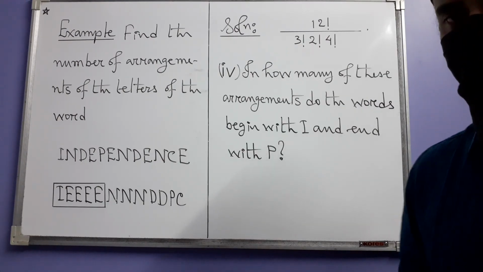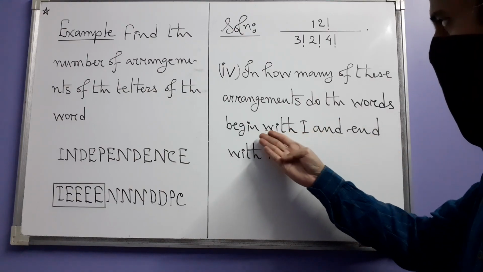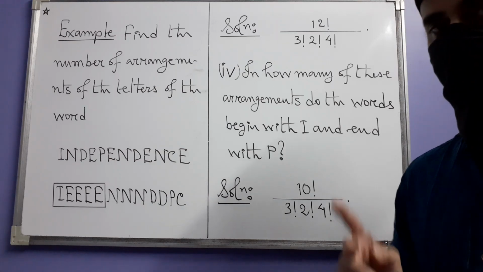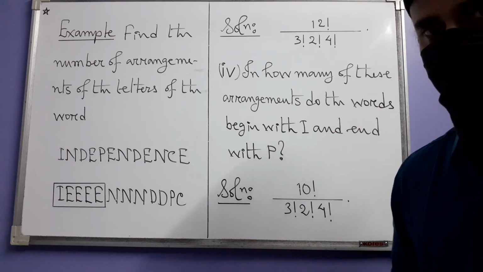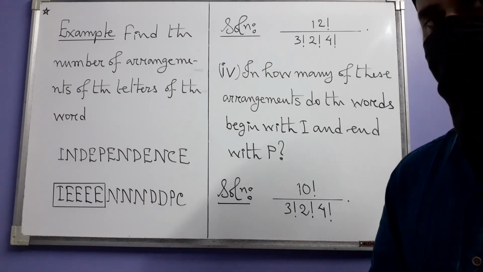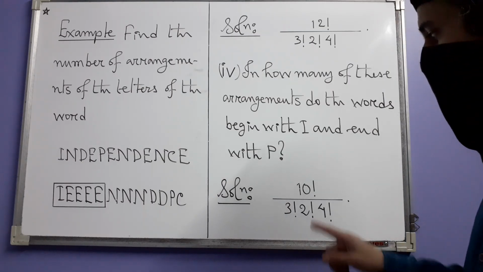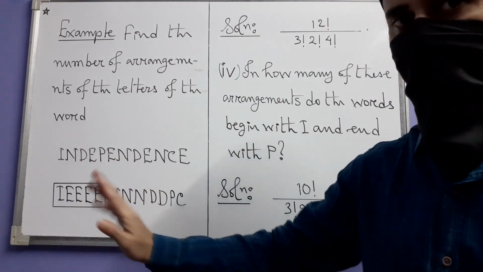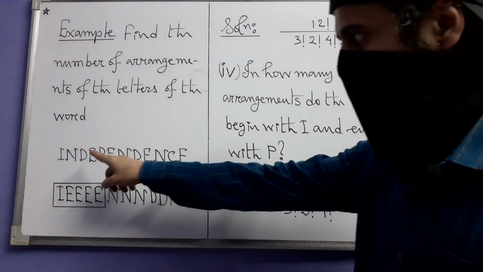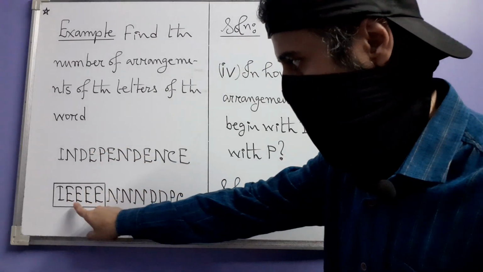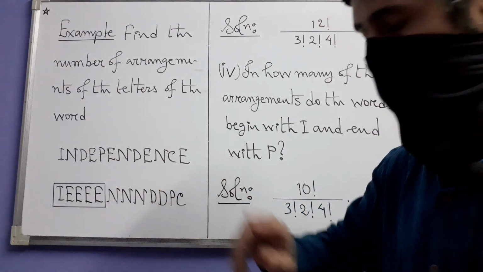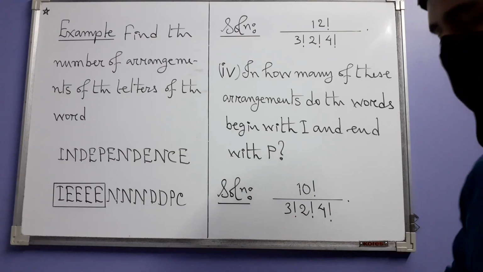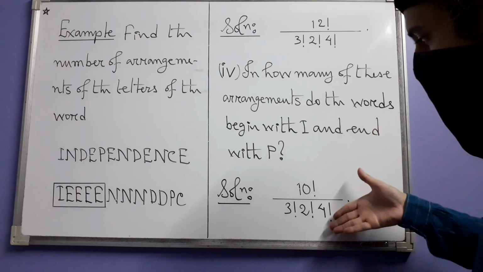And finally part 4, in how many of these arrangements do the words begin with I and end with P? So now we have restricted 2 letters, I and P. We cannot touch them. But besides them there are 10 letters which you can arrange. So you write 10 factorial here. However, I and P themselves are not among the repeated letters. The repeated letters are still there. These 4 E's, these 3 N's and these 2 D's. So to adjust for repetition, you still have to divide by this number. So the total number looks like this.